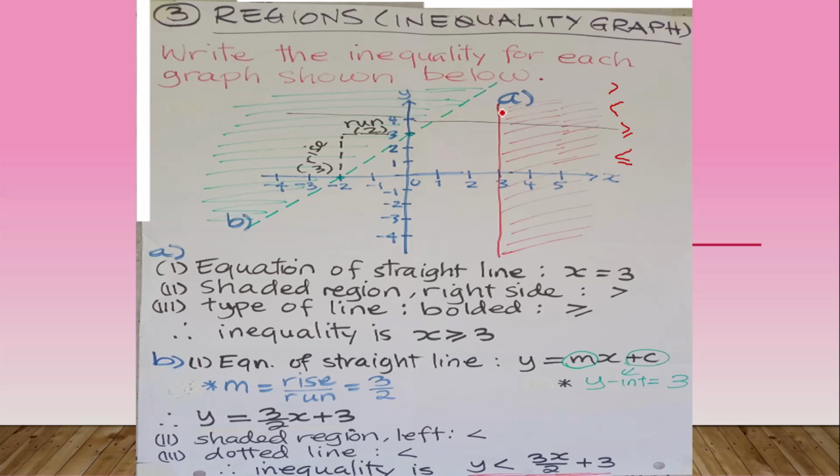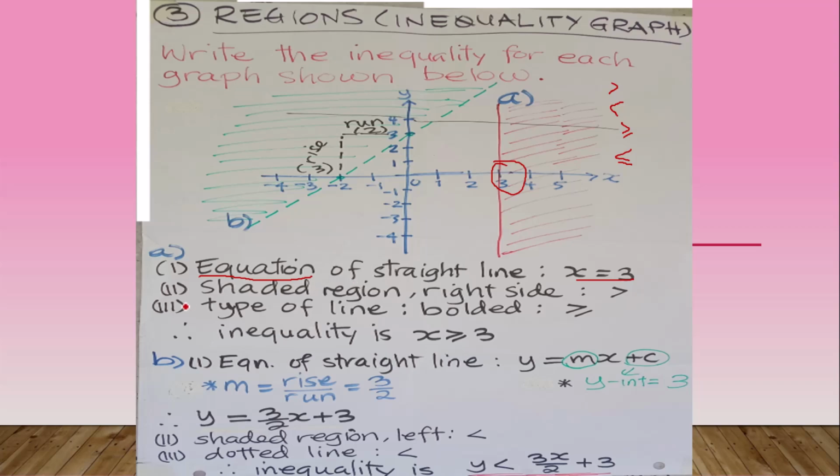Let's start with this first graph, graph A. Here we see a straight line passing through the x-axis at positive 3. So step 1, we find the equation of the straight line. Take note, equation. Since the straight line is vertical and there's no slope, no gradient to it, it only passes through the x-axis at positive 3, and so its equation is x is 3.